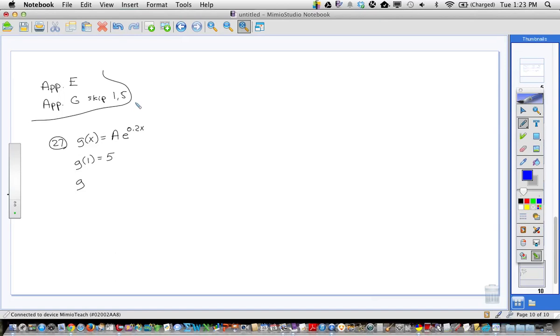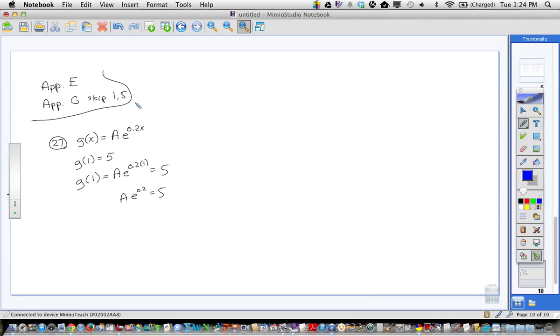So when they tell you g of 1 is 5, I'd like you to write and recognize that g of 1 means there's a 1 put in for the x. So g of 1 means I've got a e to the 0.2 times 1. And that also has to equal 5, because they told me g of 1 equals 5. So now I basically have an equation to write: a e to the 0.2 equals 5.